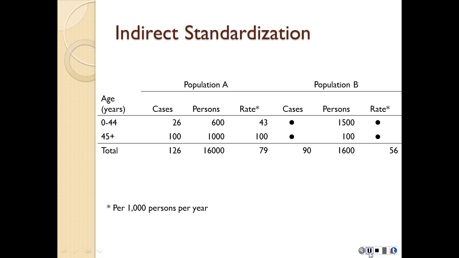So in the indirect method, we essentially calculate backwards. We use the rate of disease from a reference group. Now the reference group in indirect standardization is not one of these two groups. It is a third hypothetical group.